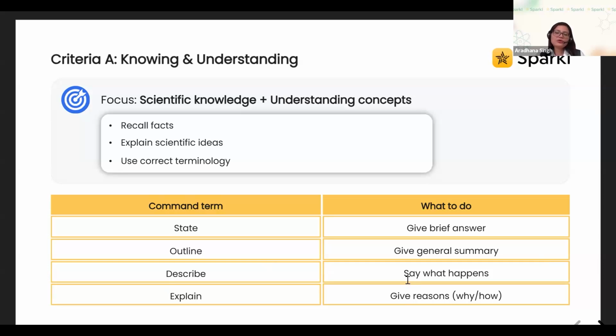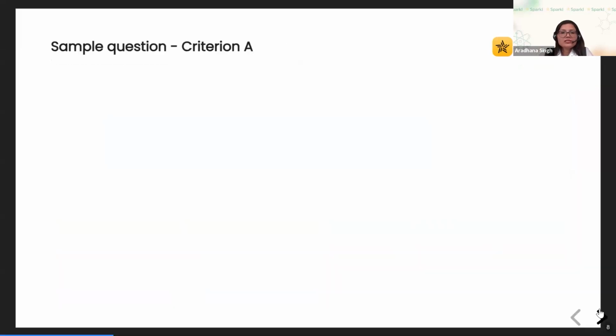Explain: you have to answer why and how. You have to answer with a suitable reason. And I will appreciate it if you write the scientific formula, if you know it, while explaining something, right? So by knowing all these command terms and by knowing what and how much you have to write in criteria A type questions, you can score good marks, because a maximum of 25 marks you will get from this particular criteria. Okay, let's move ahead.